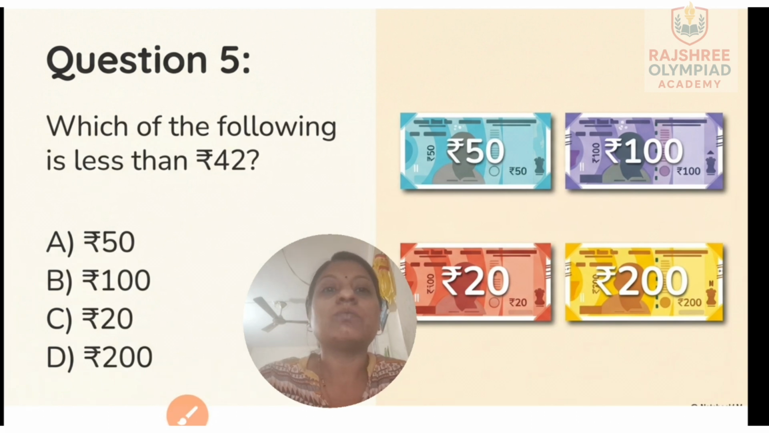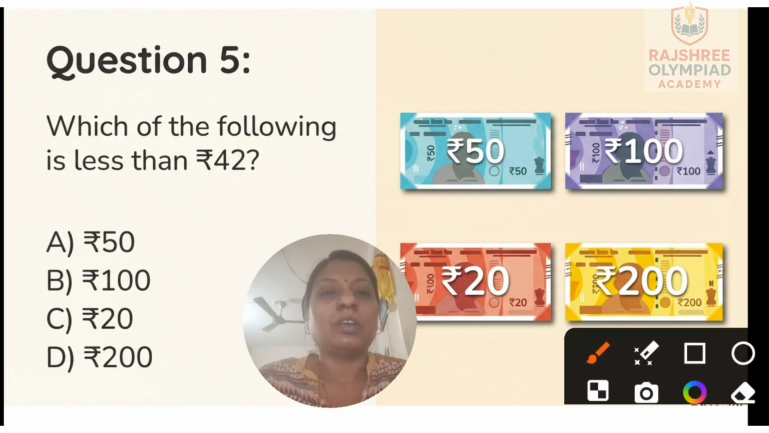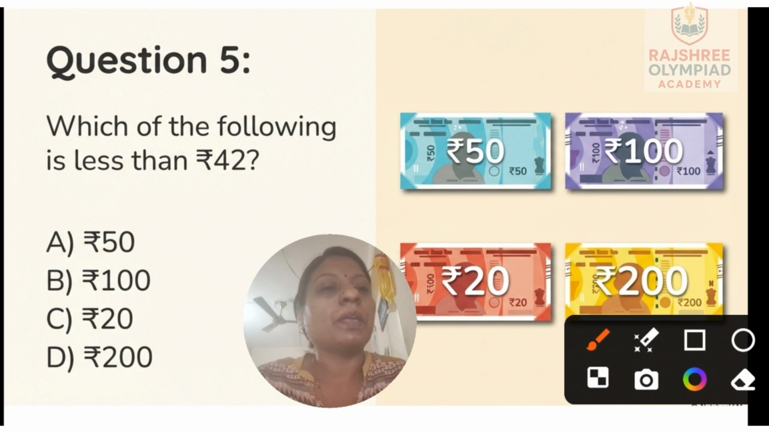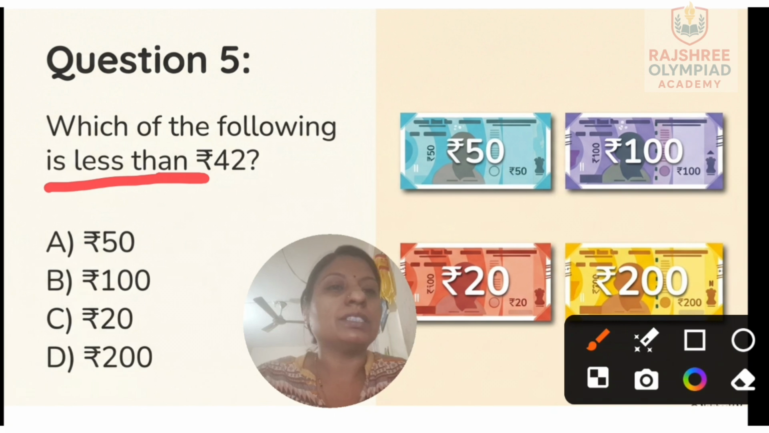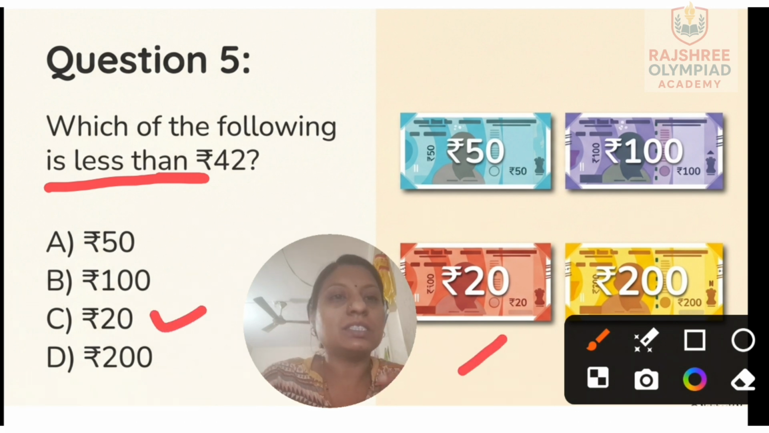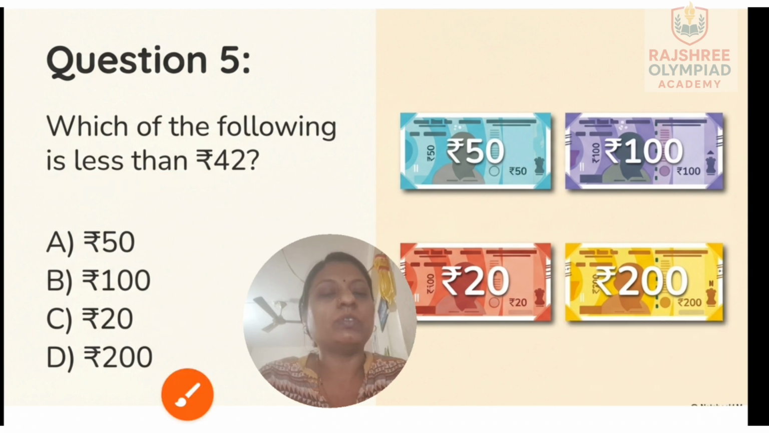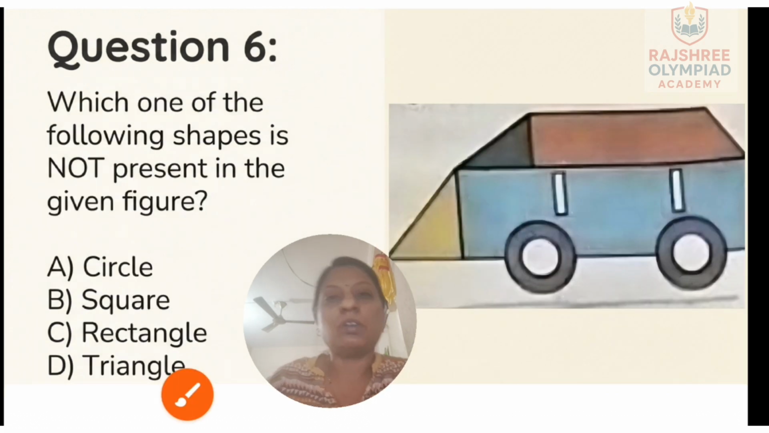Which of the following is less than 42? Pause the video and read yourself. Options are 50, 100, 200, 20. The keyword is less than. Is 50 less than or more than 42? It is more than. 100 is more than. 200 is more than. So our answer is 20. 20 is less than 42. The keyword is less than. Move to the next question.